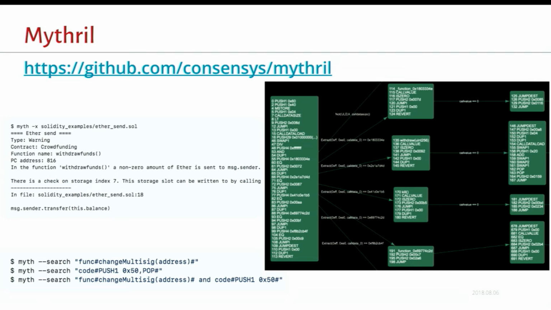For another tool, there's Mythril, made by Consensys. It's basically a Swiss Army knife. It can analyze Solidity, it can analyze binaries, it can query the live blockchain for some information, it can perform searches for certain byte sequences or code sequences on the blockchain, and it also has a graph view representation.